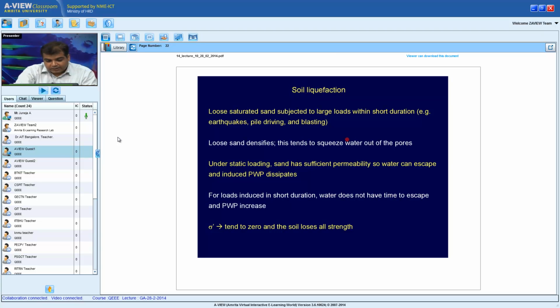Okay. So the next few lines are just to put it in English. Let's quickly run through them. So loose saturated sand, when it's subjected to large loads within a short duration.